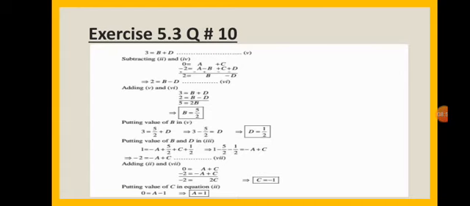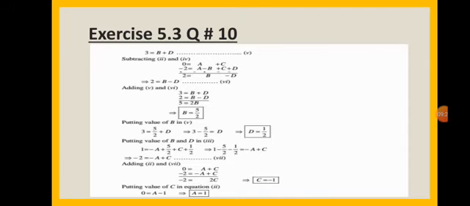and we are going to subtract equation number 2 from equation number 4. So we have 0 is equal to a plus c and minus 2 is equal to a minus b plus c plus d. A will be cancelled out by a and c with c, and we have b minus d is equal to 2.